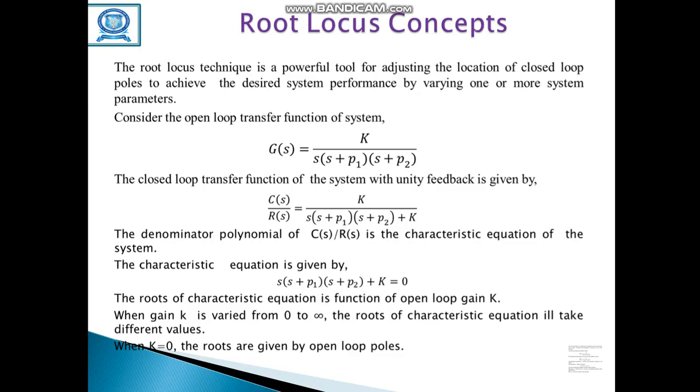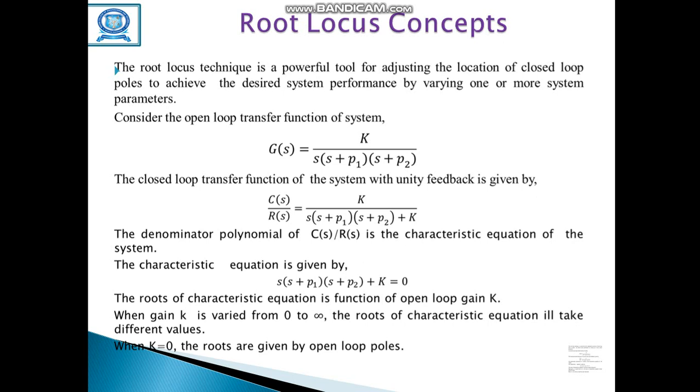Consider the open loop transfer function of the system G(s) = K / (s(s+p1)(s+p2)). The closed loop transfer function of the system with unity feedback is given by C(s)/R(s) = K / (s(s+p1)(s+p2) + K). The denominator polynomial of the transfer function C(s)/R(s) is the characteristic equation of the system. The characteristic equation is given by s(s+p1)(s+p2) + K = 0.